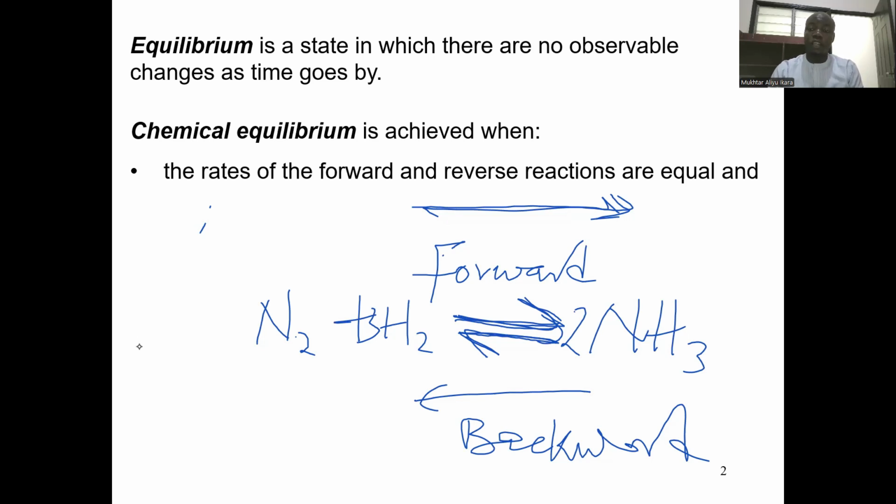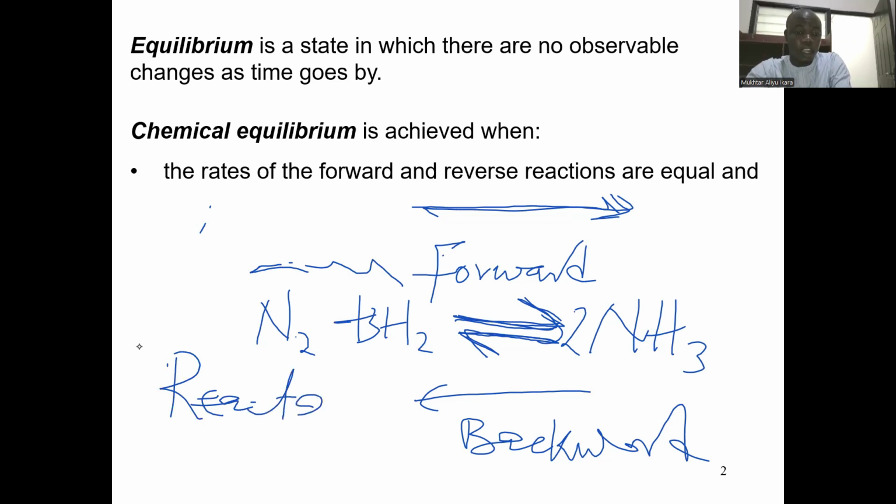Of course, remember that in a normal chemical reaction, the nitrogen plus the hydrogen is our reactant, and the ammonia is our product. So when we say the rates of the forward and backward reactions are equal, it means that the rate of the formation of the product is equal to the rate of the decomposition of the reactant. That is one step of achieving a chemical equilibrium.